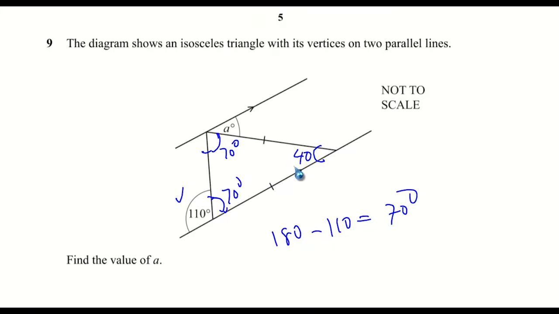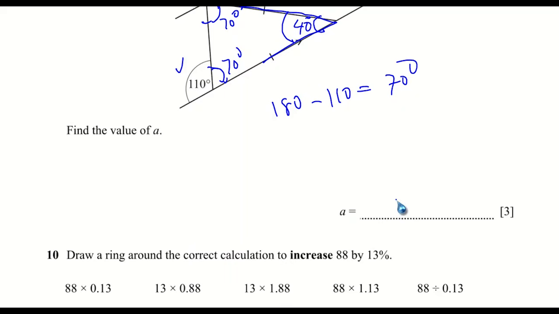Now, if you look at angle A and these 40 degrees, they are alternate angles. Why? They are found in the letter Z. Let's trace it. This is the letter Z. So this angle and this angle are alternate angles because they are found in the letter Z. So I can easily write A equals 40 degrees.